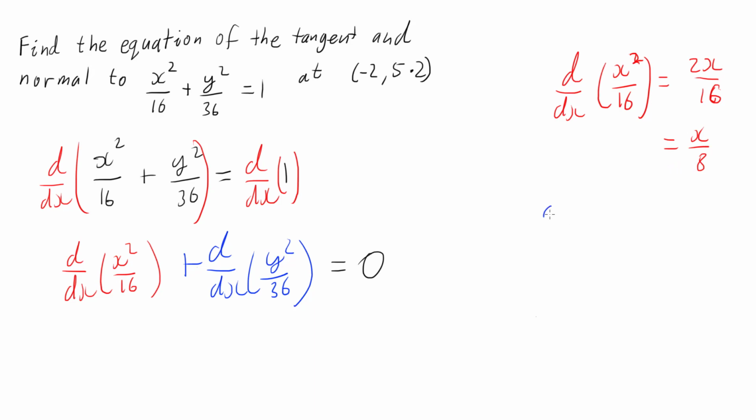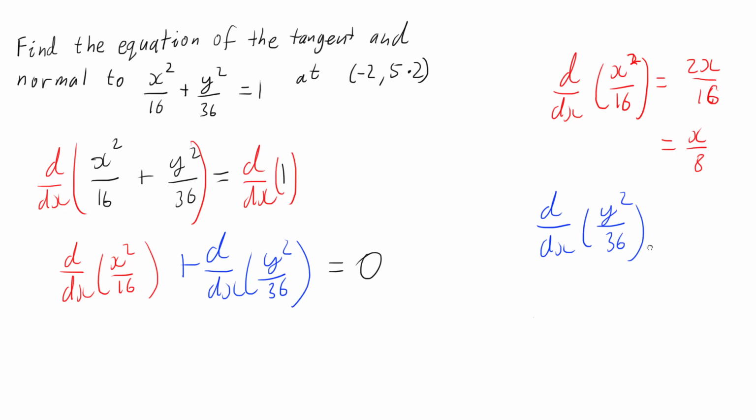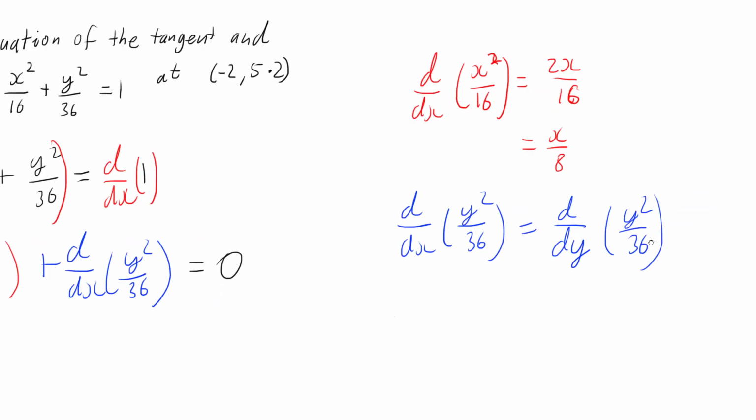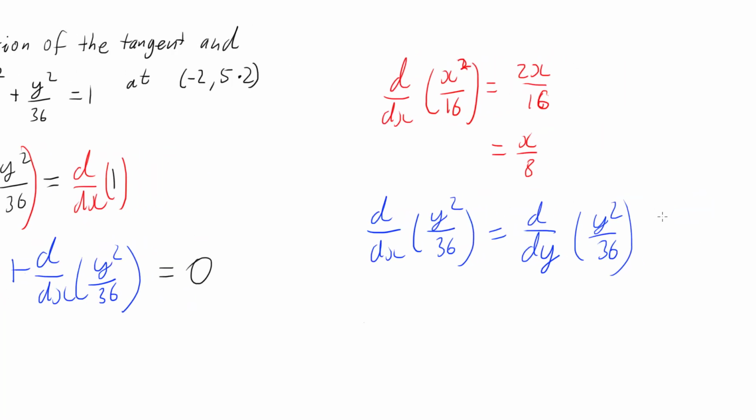If we look at d/dx of y squared on 36, we can't really do this directly because there's no x here. But we can write this using the chain rule. So for d/dx, we're going to have d with respect to y, because that's the variable I've got, of our expression y squared on 36. But that means I need to cancel out that dy and get a dx back, so I've also got to multiply by dy/dx.